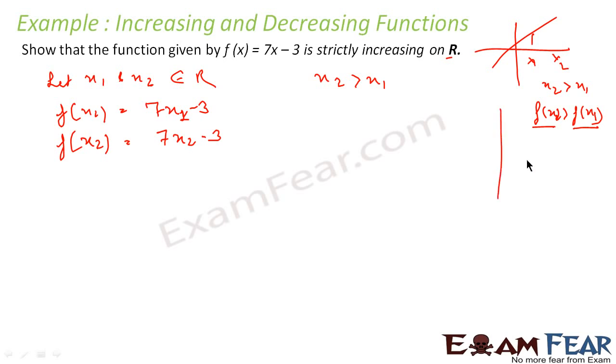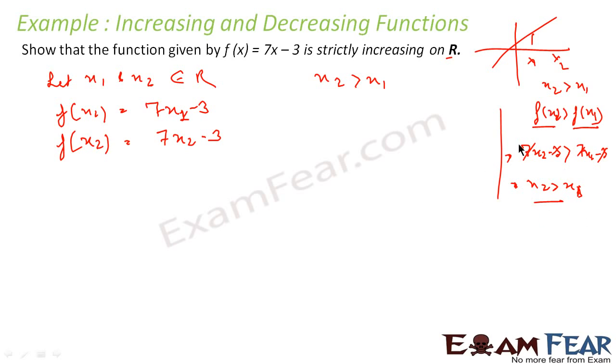So let's do a rough calculation here. f of x2 is 7x2 - 3, and this is greater than 7x1 - 3, correct? 3 cancels, 7 also cancels. So I can say that x2 is greater than x1, and that is true, we know. So we can follow the reverse engineering way. We can say let's assume this is true, and with that, I'll prove a statement which is true, so we can say our assumption was true.